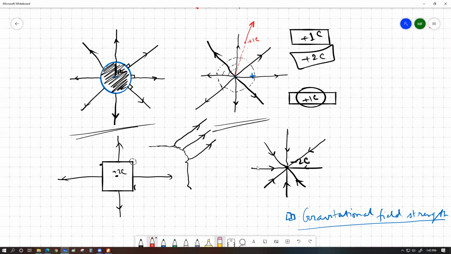No matter where you place it, if you place it closer, it's going to experience a stronger force. If you place it farther, it's going to experience a weaker force. If you place it exactly on the field lines, it's going to experience the force exactly along the field line, radially outwards. If you place it somewhere in between, you can find out the force direction by just joining the point charge and that position and extending the arrow outwards.